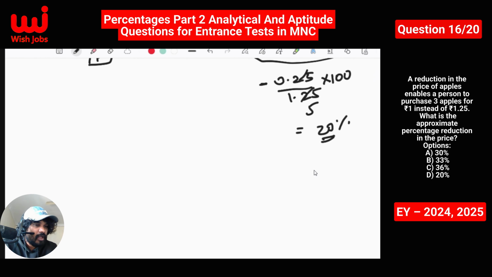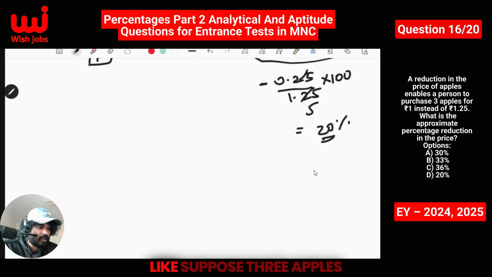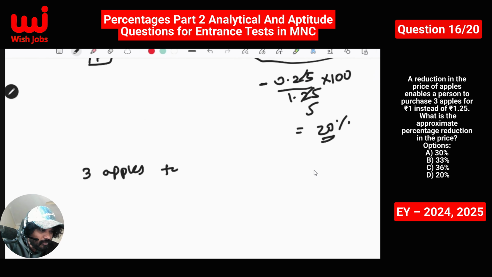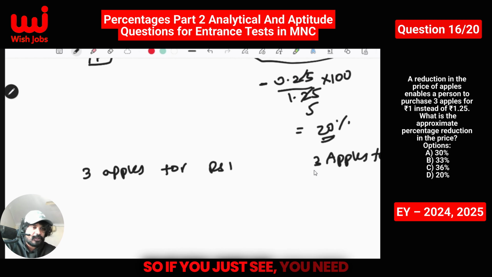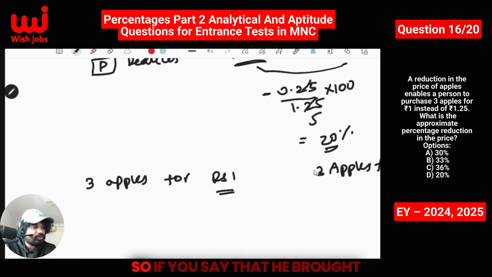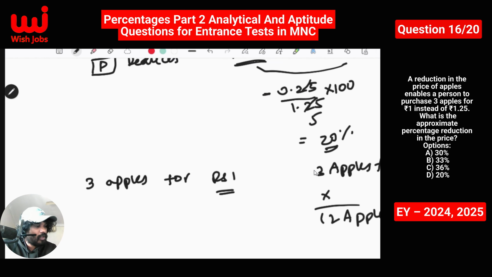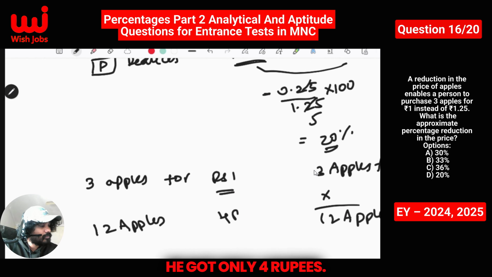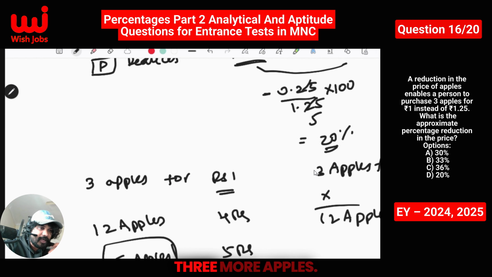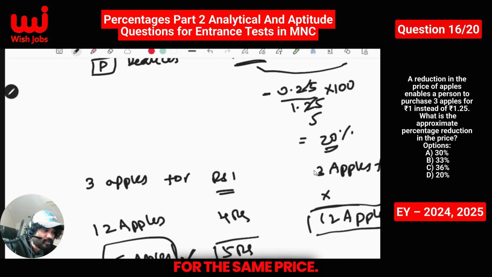This is one method of doing it. Second method, you can equalize both the prices. Suppose 3 apples for 1 rupee, 3 apples previously at 1.25, right? If he bought 12 apples, he paid 5 rupees. With 12 apples, he paid only 4 rupees. So to equalize the price, he has to buy 15 apples, that is 5 rupees. So he is getting 3 more apples. Here he has only 12 apples, here he has 15 apples for the same price.